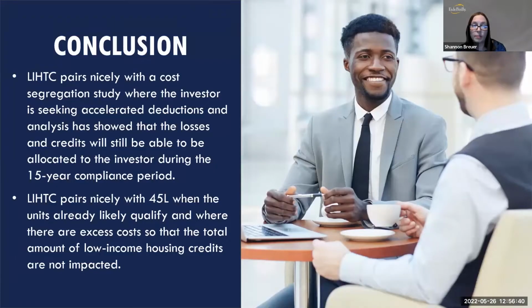So the low-income housing tax credit pairs really nicely with a cost segregation study where the investor is seeking accelerated deductions, and we've had an analysis that shows that the losses and the credits will still be able to be allocated to the investor during the 15-year compliance period. And the low-income housing tax credit pairs nicely with 45L when the units are already likely to qualify, where there are excess costs, so that the total amount of low-income housing credits will not be impacted.